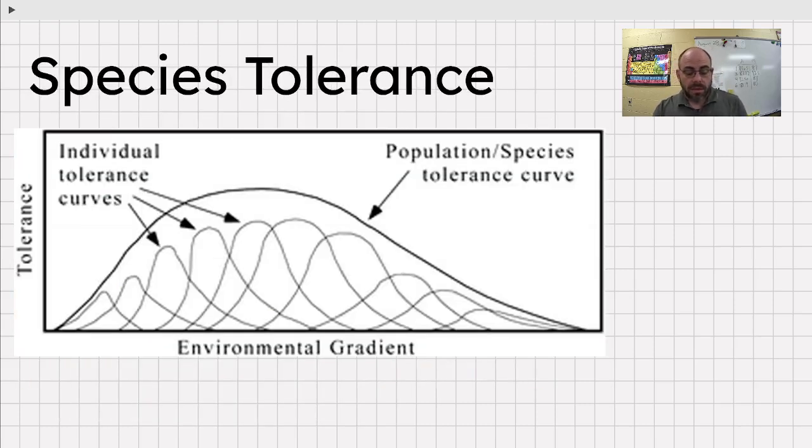You know, a population of trout may tolerate water temperatures from 5 to 20, but this individual over here really likes it from 12 to 16, right? You get the idea, I think.